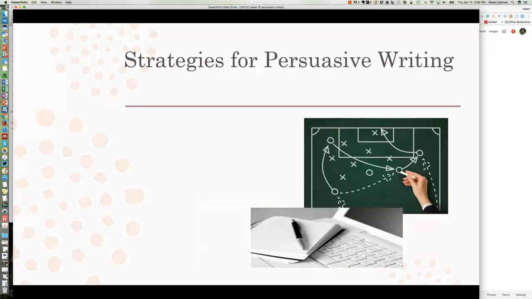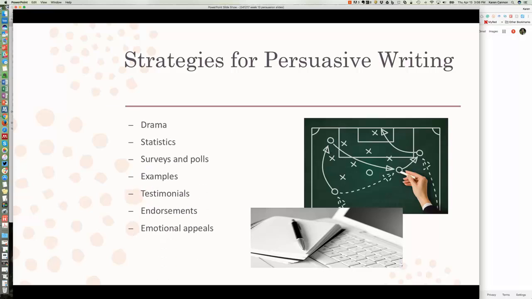So the chapter also talked about several different strategies for persuasive writing. One of the things they discussed was the use of drama and the human element. Things like statistics, certainly depends on your audience. Some audiences are much more interested in statistics than others. Surveys and polls, making sure that you use the most of the information or data that you have to support or argue against a particular position, or say a piece of legislation, or a particular buying habit that somebody may have that you're trying to get them to change, something like that. Always providing examples is helpful.